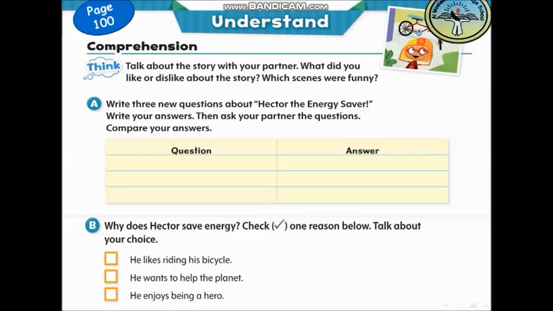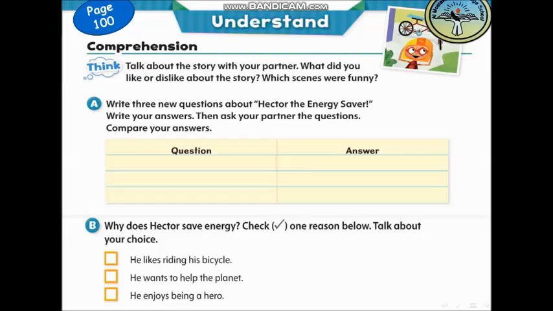Now, write 3 new questions about Hector the energy saver. Write your answers and ask your partners the questions, compare your answers. Now, as we said, during reading you will write questions and then you will answer them. I'm looking forward to seeing all your questions and your answers on WhatsApp or the Facebook page or on Class Dojo.